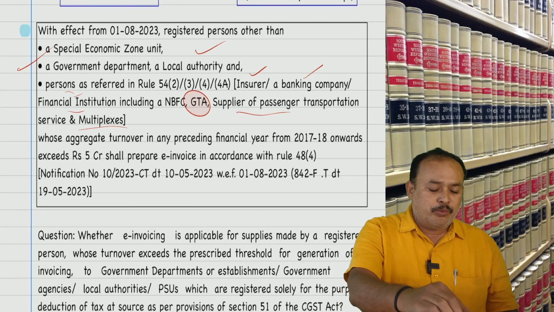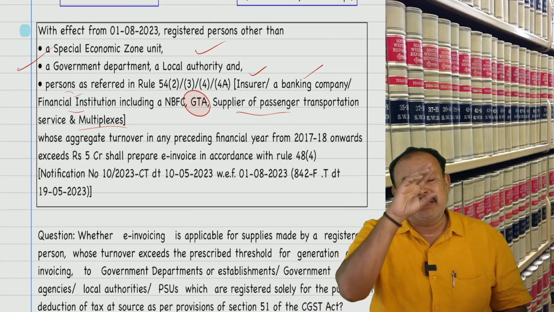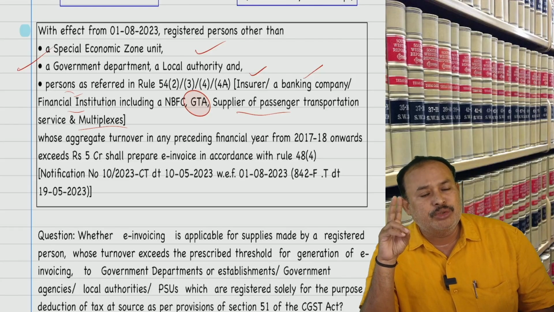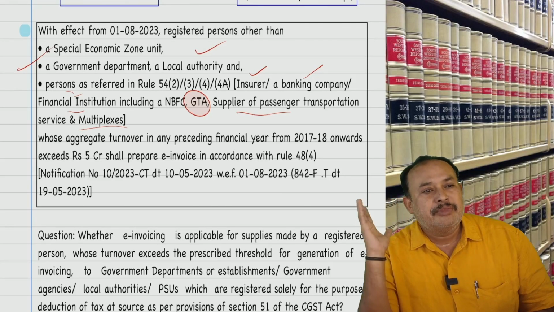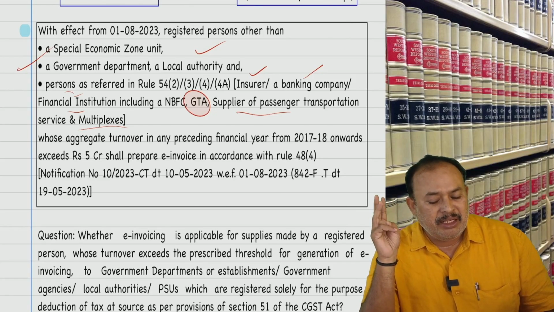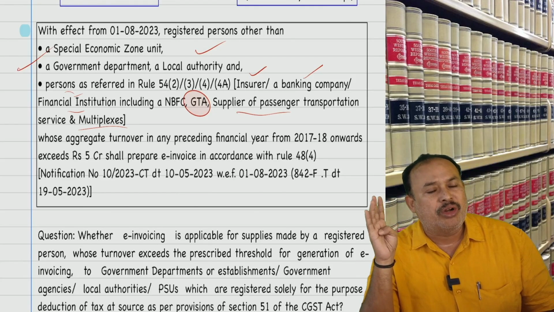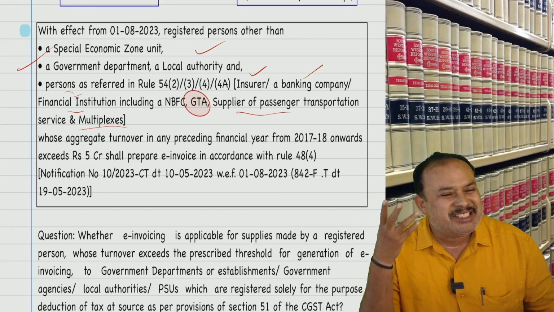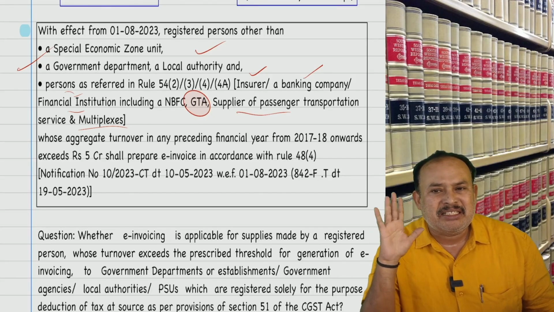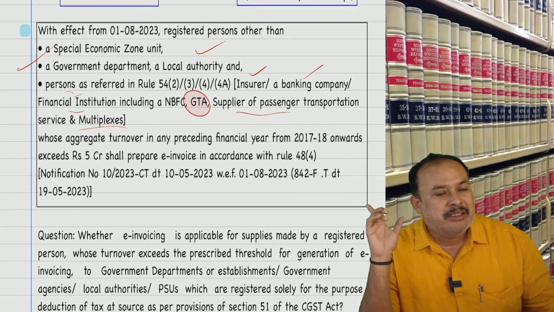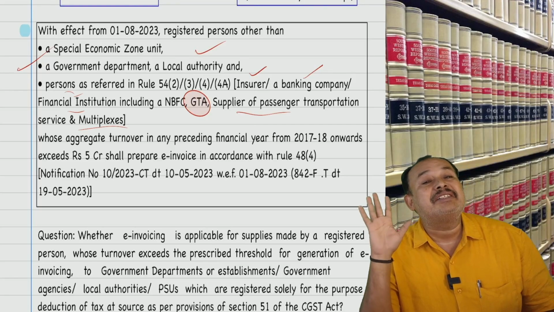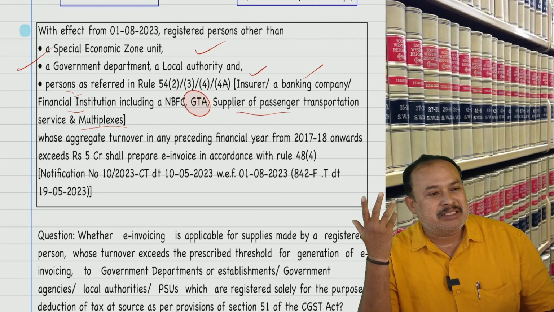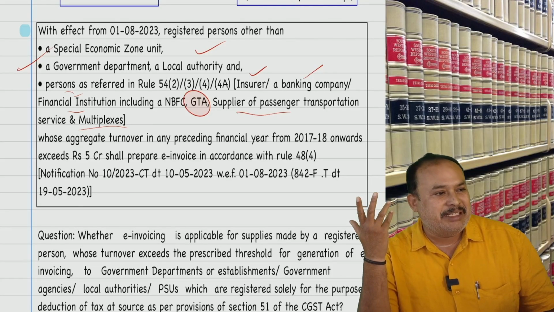What are they? One, government entities. Second one, government agencies. Thereafter, two, local authority. Three, insurance companies. Four, banking companies. Five, NBFCs, non-banking financial companies. Six, goods transport agency. Seven, supply of transportation of passenger business, followed by multiplex theaters, cinema theaters.